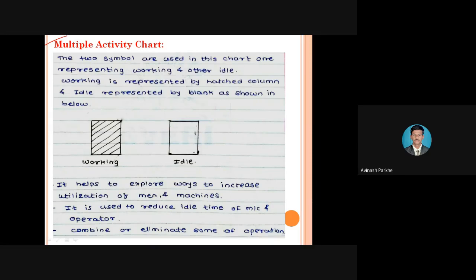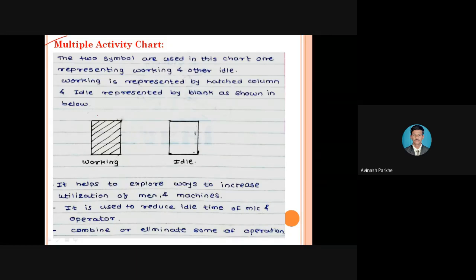Once the machine is started, the CNC works automatically. At that time, only the machine is working and the operator is in an idle position. That means when the operator is working and when he is idle, similarly when the machine is working and when the machine is idle, that working time and idle time are also represented by using this multiple activity chart.